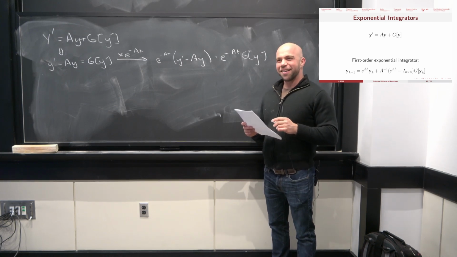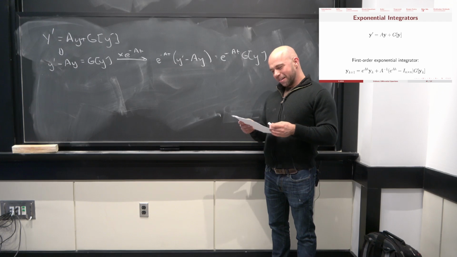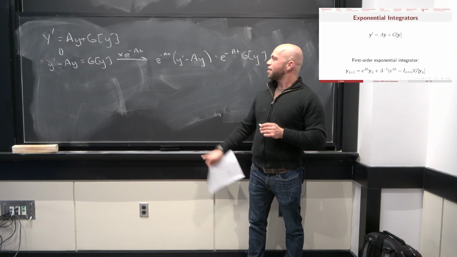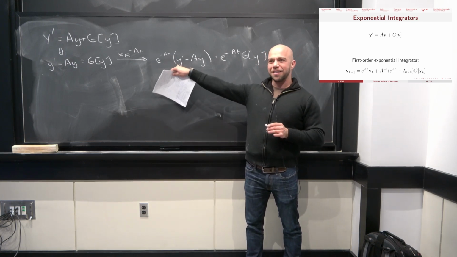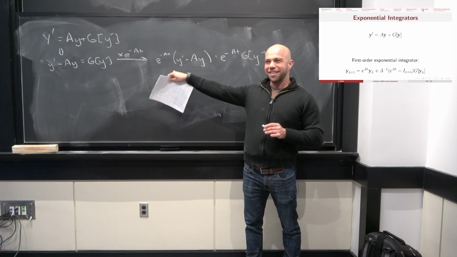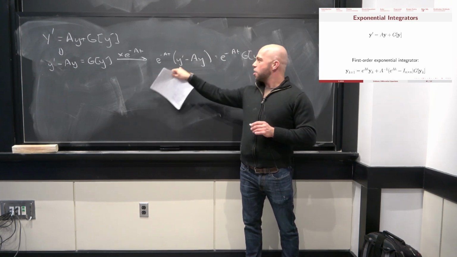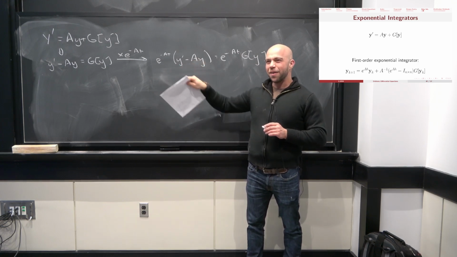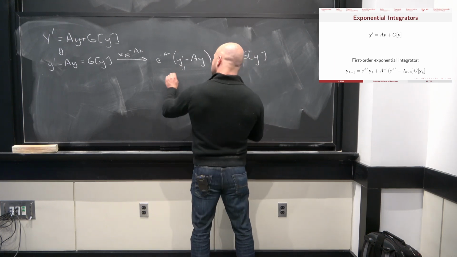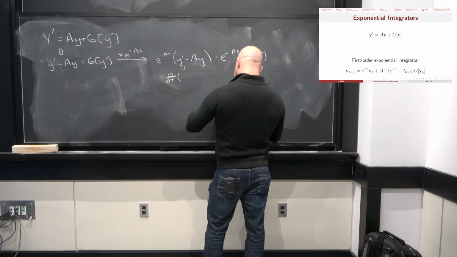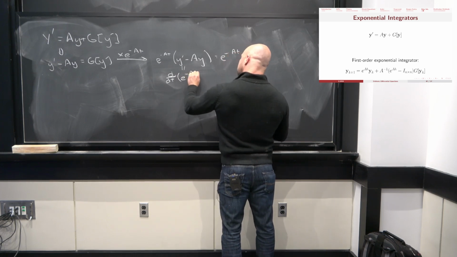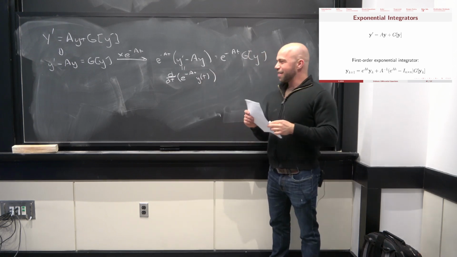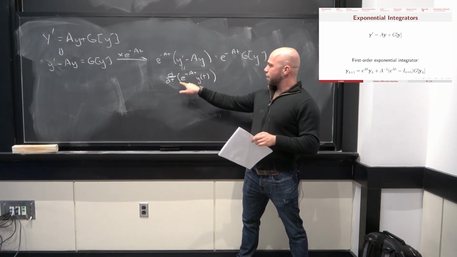What should I do here? Are you guys good at eyeballing calculus tricks? What is the derivative of e to the at with respect to t? It's e to the at again times a, right? And notice that I have a y prime and an ay. So in fact, this expression is equal to d over dt of the product e to the minus at times y of t. You guys see that?